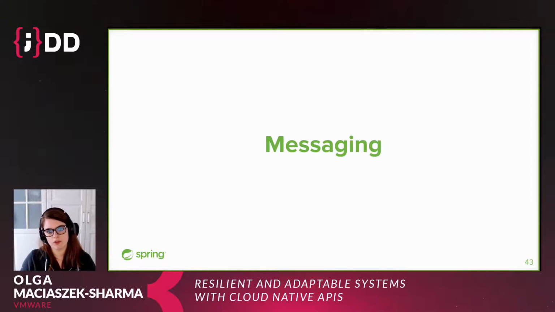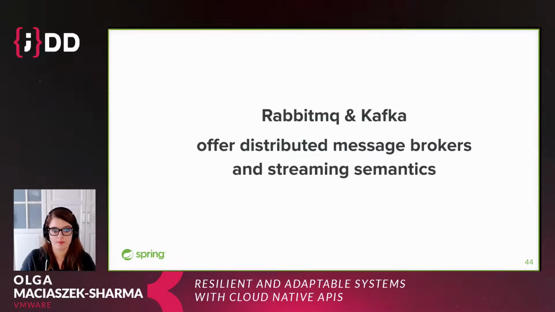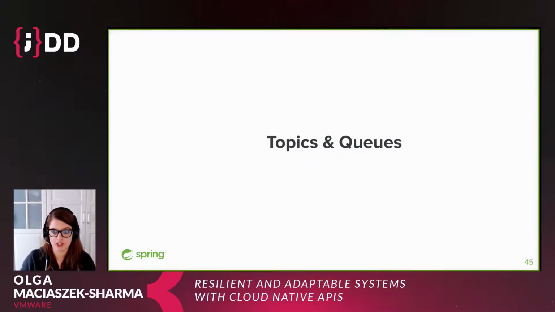Message-based protocols are increasingly important in the cloud-native landscape. These allow other interaction models beyond just request-response. And message brokers such as RabbitMQ or Kafka offer distributed messaging and streaming semantics that are super interesting. They allow different interaction models such as topics and queues. Topics are one-to-many, so one message can be seen by many consumers, while with queues, one message gets seen by one consumer. So depending on the needs of your application, you can pick between these different kinds of interaction models.